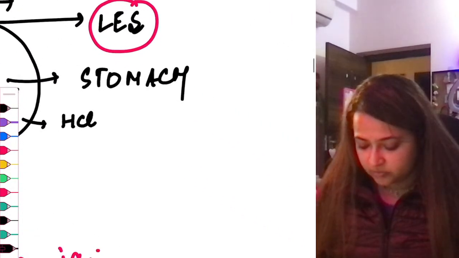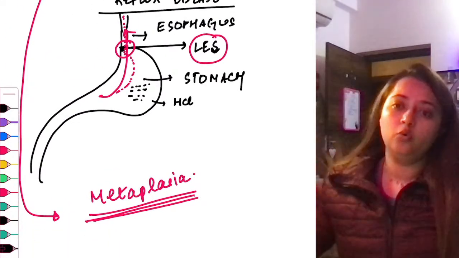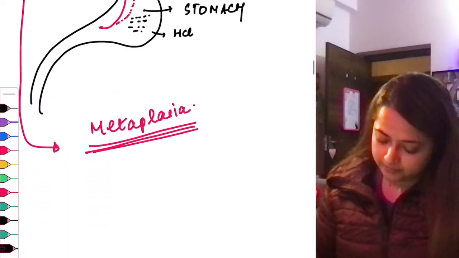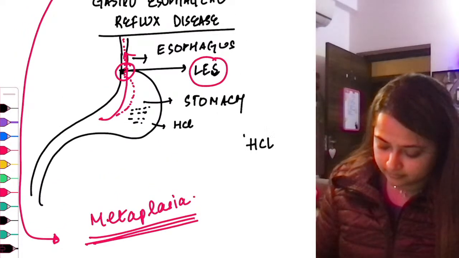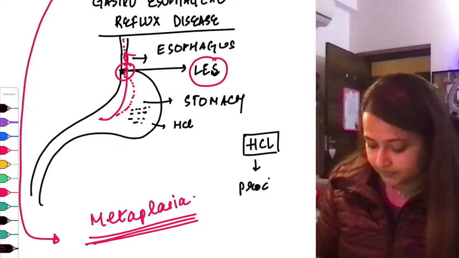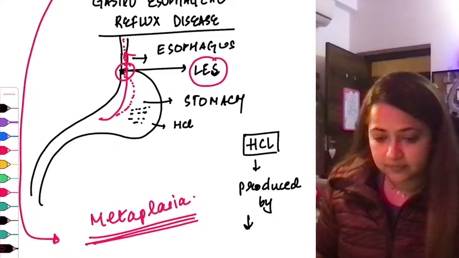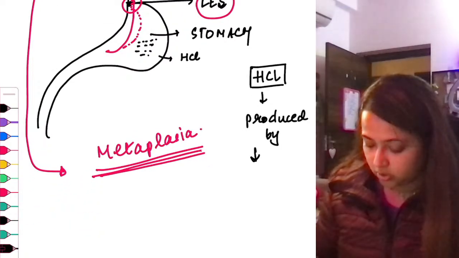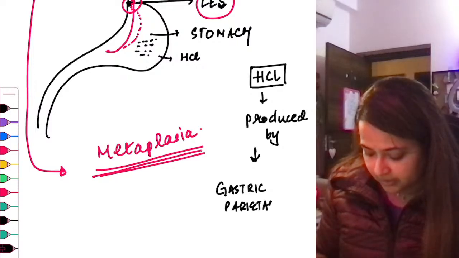Okay, a quick question from GIT. From where is the stomach acid coming? Who produces the HCl? Anyone? HCl is produced by gastric parietal cells. Okay, your answer is gastric parietal cells.